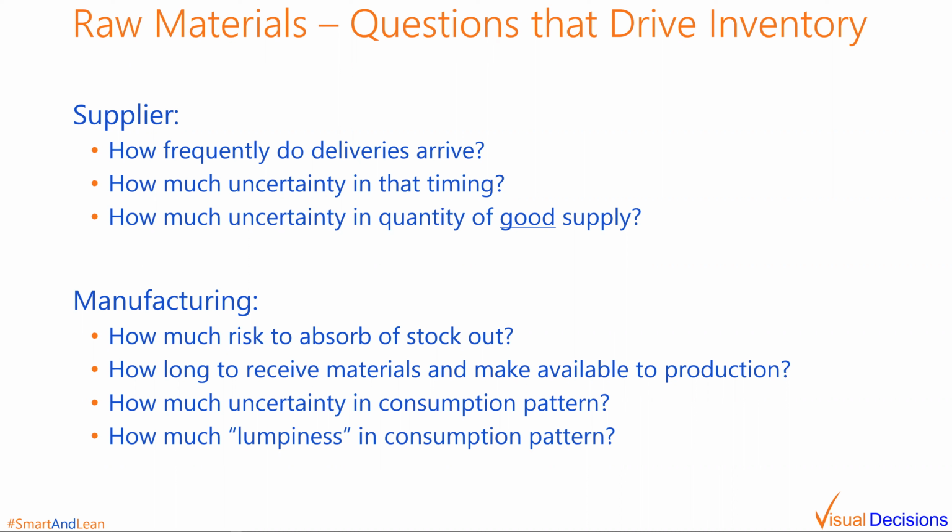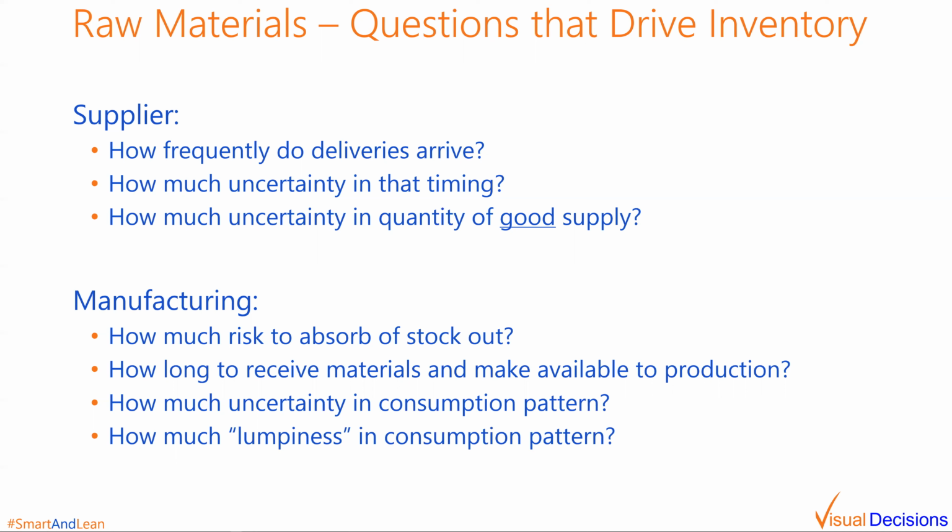On the other hand, if you receive deliveries every single day from your supplier, then you only have to order 1 day at a time. You can make much more rapid adjustments to how much inventory you're ordering in any given day. And so you have a lot less safety stock that you have to put in place to cover uncertainty in what your consumption is going to be for just that 1 day.